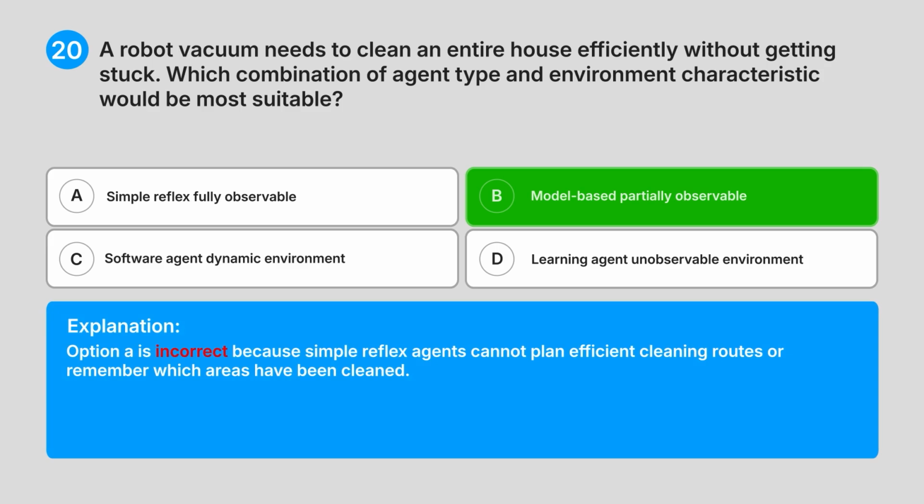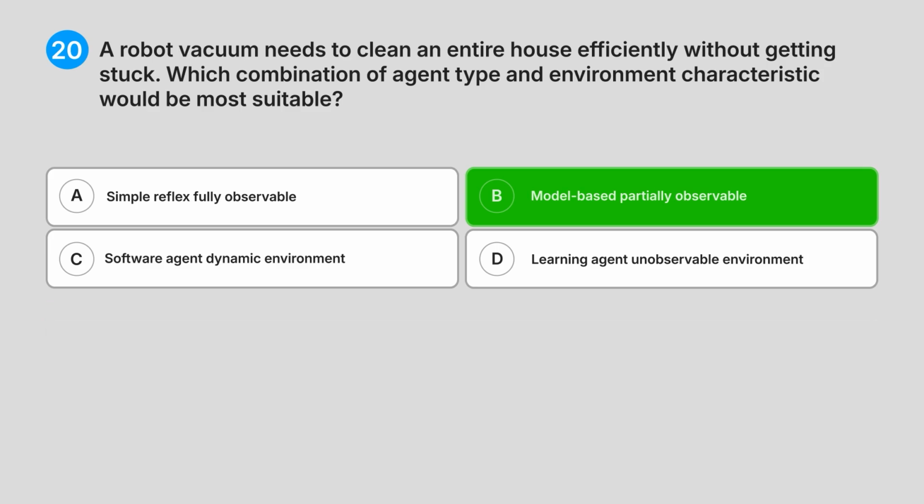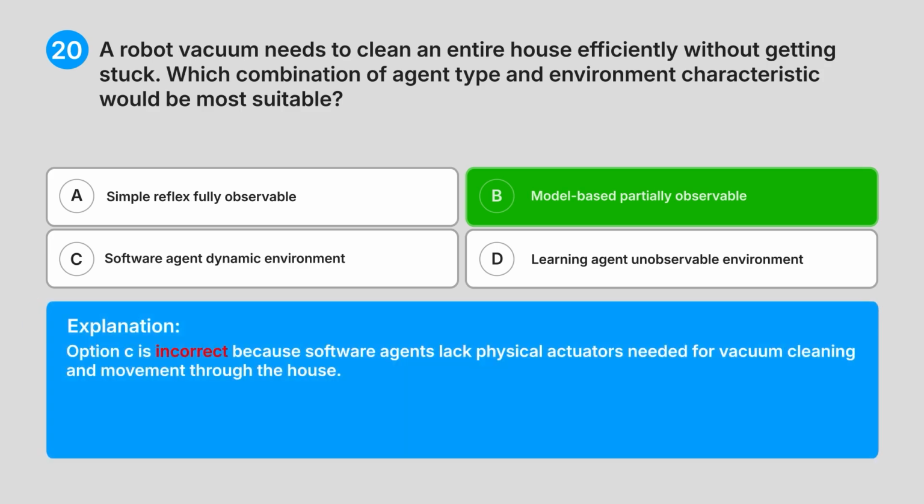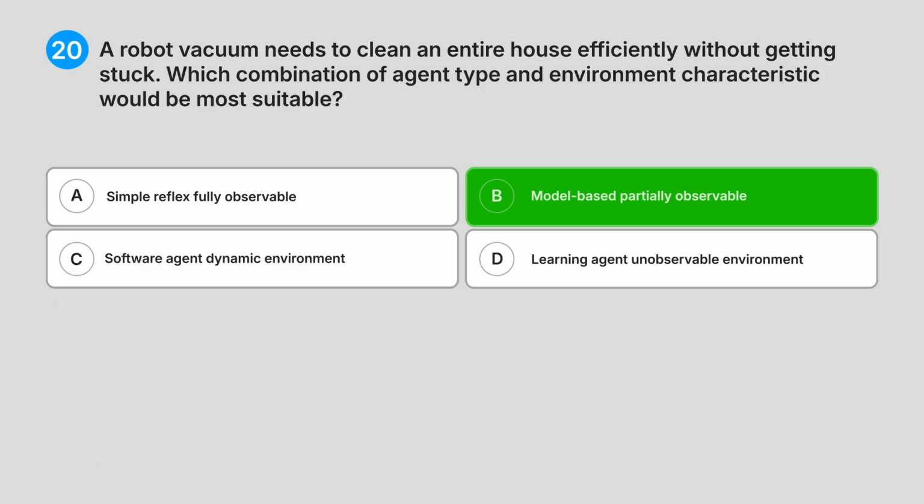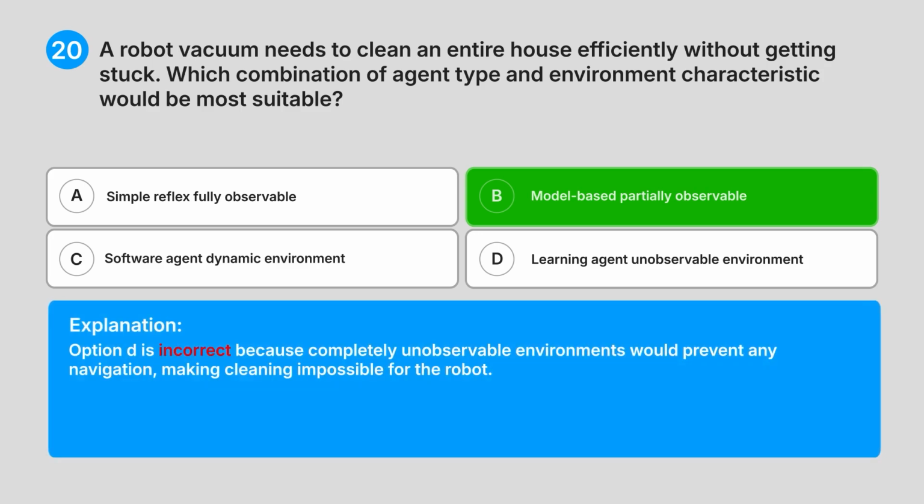Option A is incorrect because simple reflex agents cannot plan efficient cleaning routes or remember which areas have been cleaned. Option C is incorrect because software agents lack physical actuators needed for vacuum cleaning and movement through the house. Option D is incorrect because completely unobservable environments would prevent any navigation, making cleaning impossible for the robot.